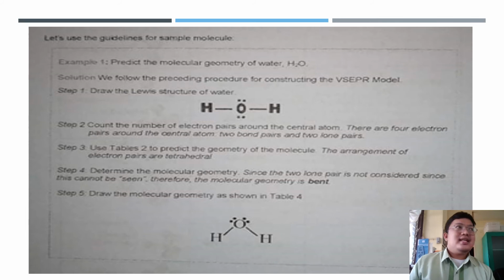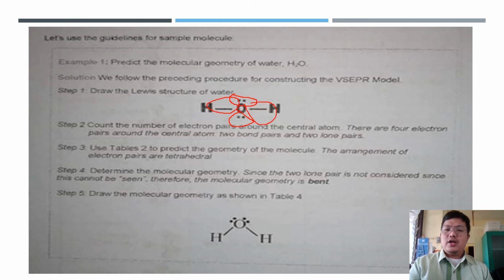And so let's have now step number 2. Count the number of electron pairs around the central atom. There are 4 electron pairs around the central atom, 2 bond pairs, and 2 lone pairs. Now, let me show to you the different bond pairs. Ito yon. So, ito yung number 1 kasi pair dalawa yan. 1, 2, and then the other one is this one, 3, and then 4.